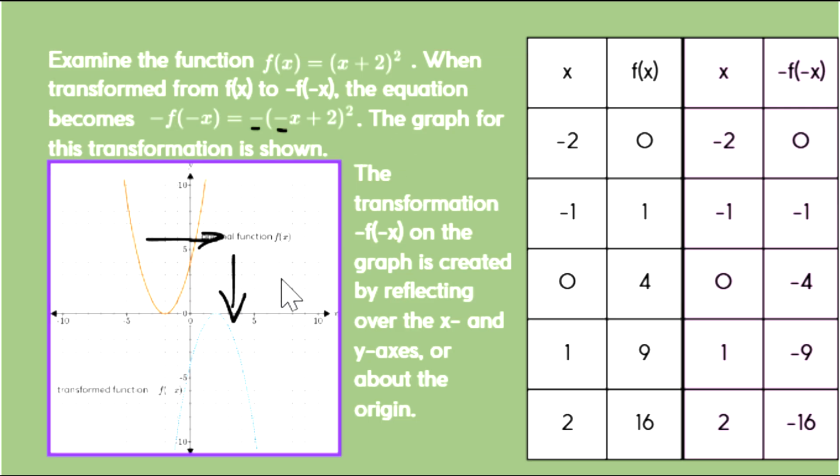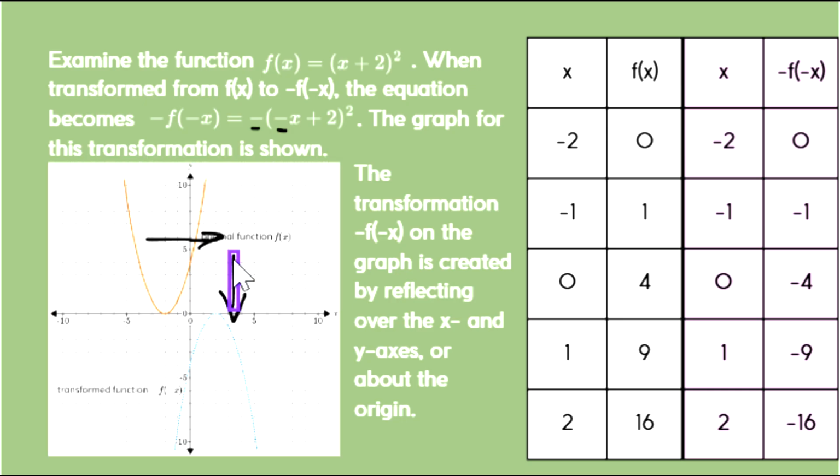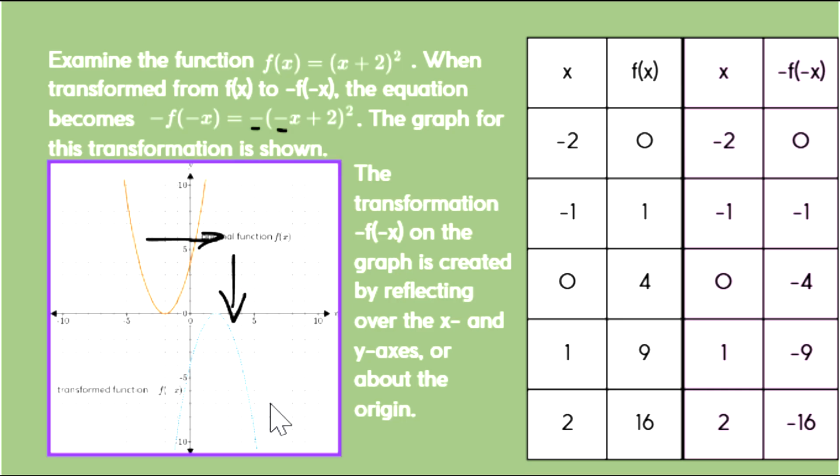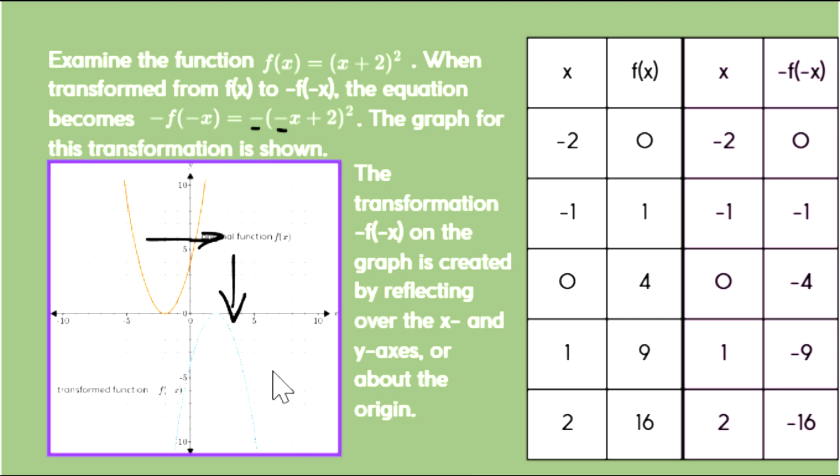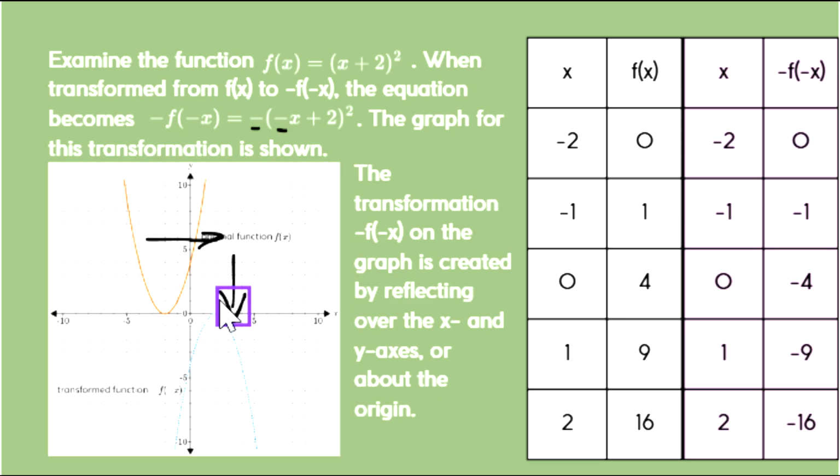The graph for the transformation is shown. So this is our original problem, f of x. This is negative f of negative x. It went over the y-axis and over the x-axis. You don't have to do this in a certain order. You could do the x-axis first and then the y, doesn't matter. The transformation negative f of negative x on the graph is created by reflecting over the x-axis and the y-axis, or about the origin. That's another name for it, okay?